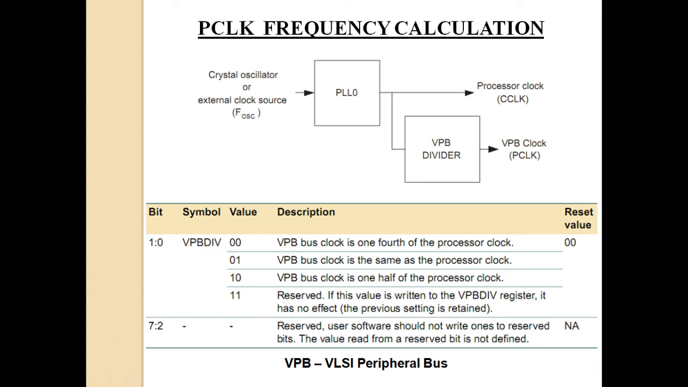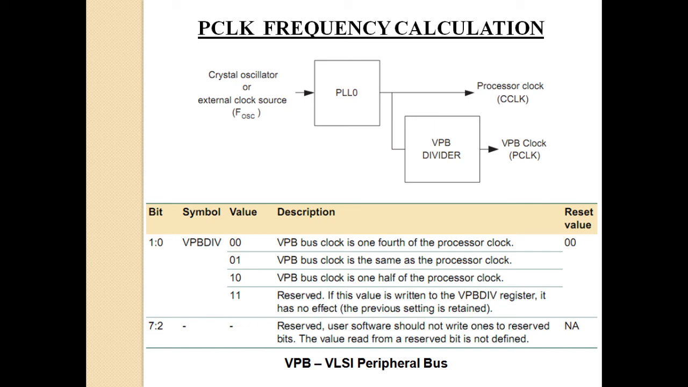I told you ARM or LPC2148 is a 32-bit microcontroller. LPC2148 is a microcontroller which has an ARM7 TDMI-S as the microprocessor inside. So ARM is a 32-bit microprocessor, and LPC2148 is a 32-bit microcontroller. What does it mean? It can handle 32 bits of data. That means the width of the data bus, or its size, will be 32 bits, or it can handle 32 bits of data simultaneously.